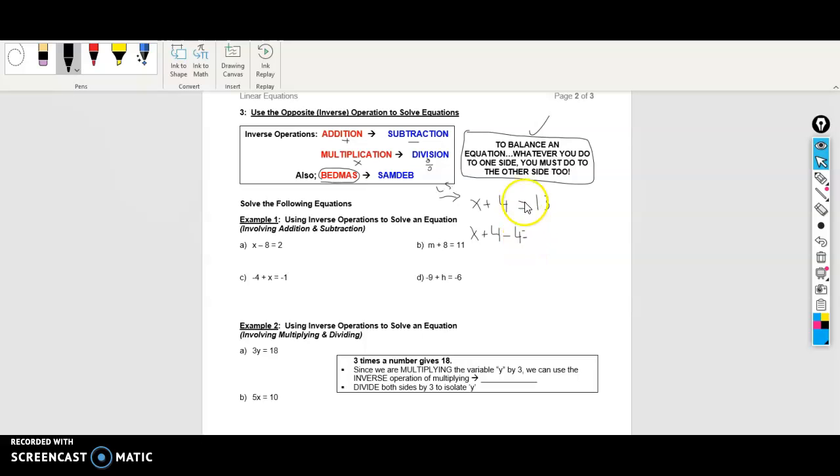Equals. Try to make sure that your equal signs line up. 13, remember whatever you do to the left side, you have to do to the right side as well, minus 4. So now what's going to happen is 4 minus 4 is 0. So x is going to be equal to 13 minus 4, which is 9. So there we did an example of solving an equation by doing the inverse operations.